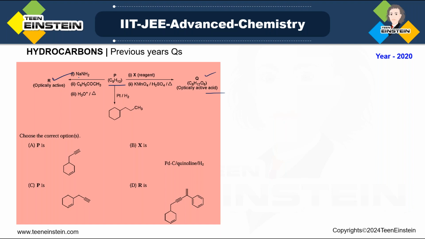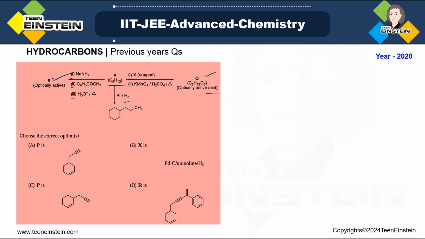Now R you are getting when you are treating P first with sodium amide, then PhCOCH3 acetophenone, and the third reagent is acidic aqueous medium with heat. And on the right hand side, you are treating P first with reagent X, and the second reagent is KMnO4 acidic condition, KMnO4 heat. There is another arrow also downward, P with H2. It is simply hydrogenation in presence of metal catalyst, platinum.